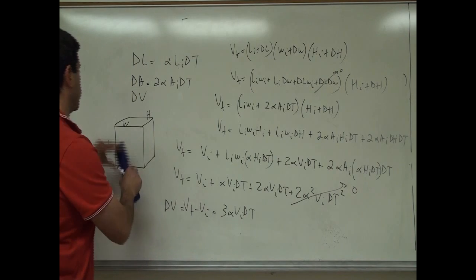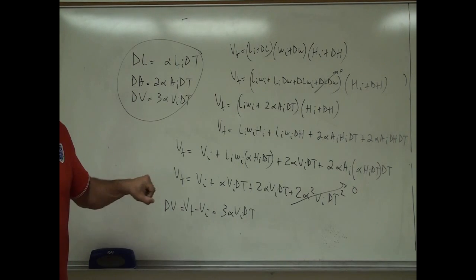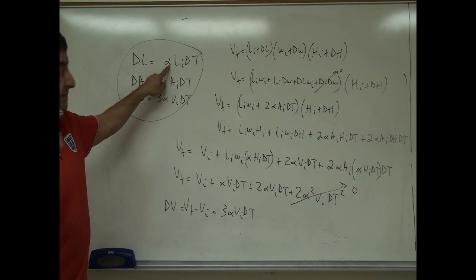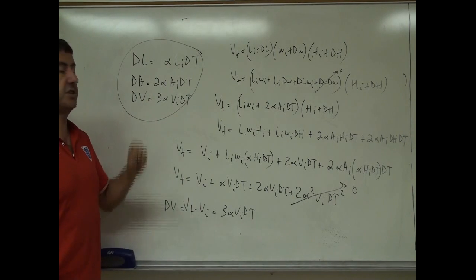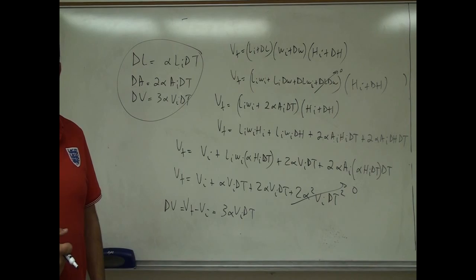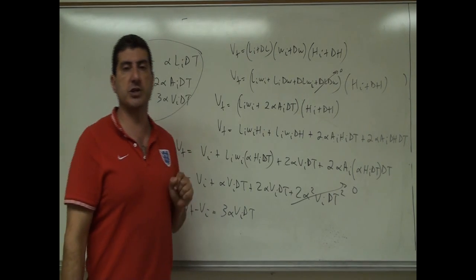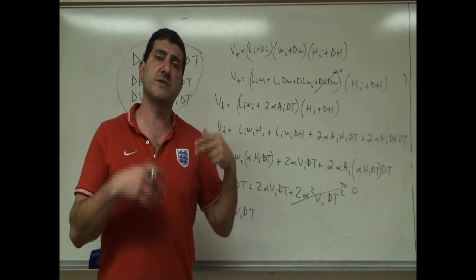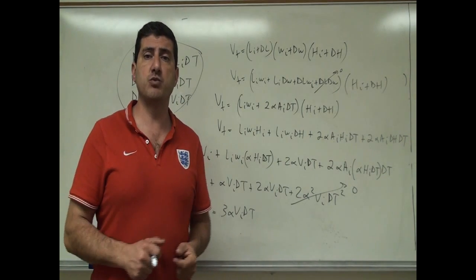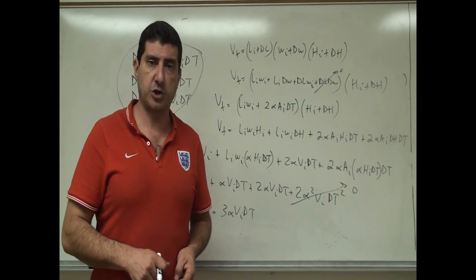So then my equation is going to be: if the object is expanding linearly, it depends on 1 alpha. In 2 dimensions it is 2 alpha, and then in 3 dimensions it is 3 times alpha. So this equation works for solids, and then the other equation that we have, delta V equals beta V initial delta T, works for liquids and gases. Then we will do some examples of these. Thank you very much.